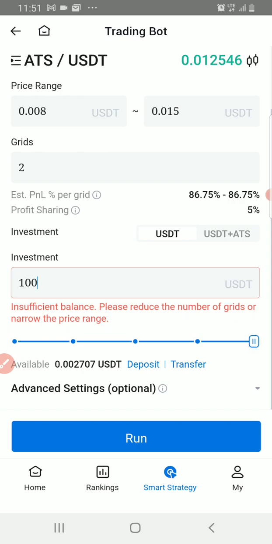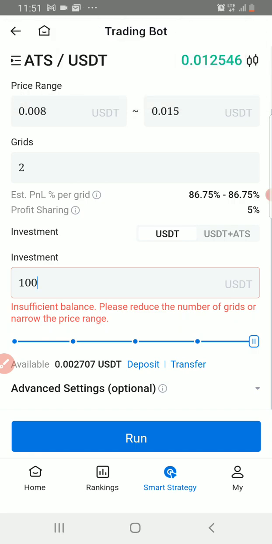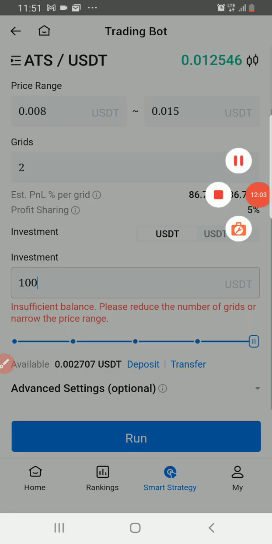After doing that, you just click on run. One good thing about it is that you can actually close this grid whenever you want. When you run this grid, it's going to buy, right? Your money is going to leave USDT and go to ATS. It will automatically buy ATS and use that ATS to trade for you. Whenever you close the grid, it will sell off all your assets from ATS to USDT, and then you get your profit in USDT. So guys, that's how this grid system works.